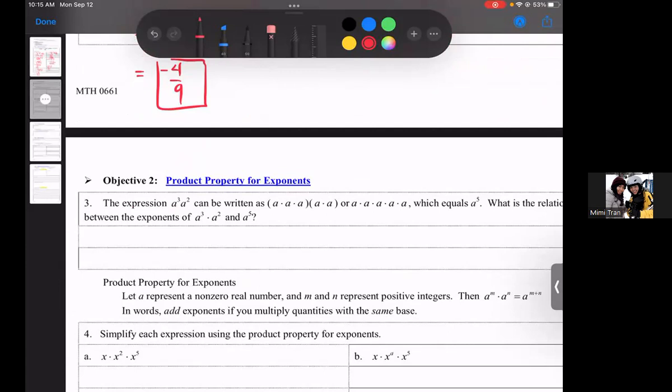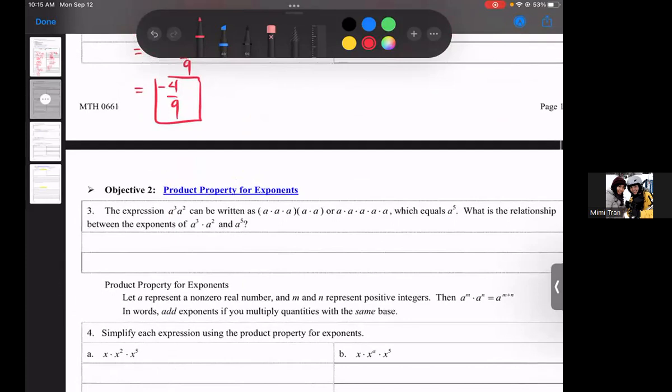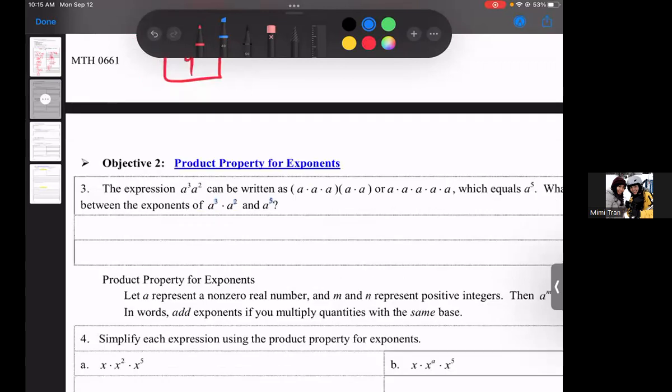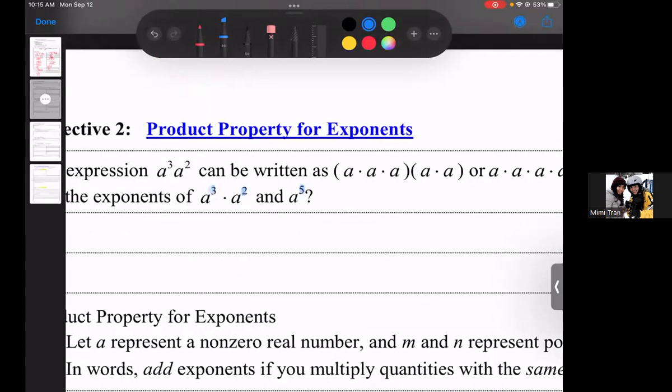Can someone tell me what is the relationship between the exponents of a cubed times a squared and a to the 5th? Same base, good, but the power. These 3 and 2, to 5, right? So if I have a to the 3rd times a squared, all I do is keep the base, as long as they're the same, and add the powers.